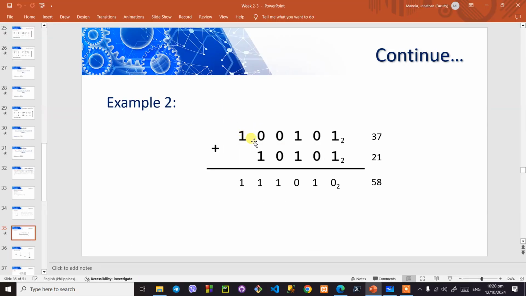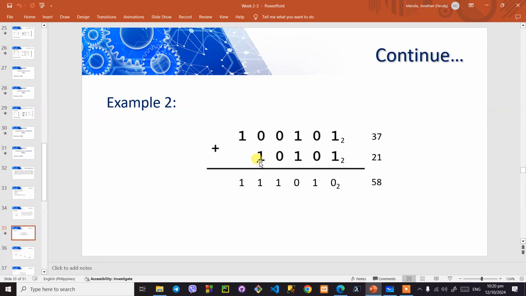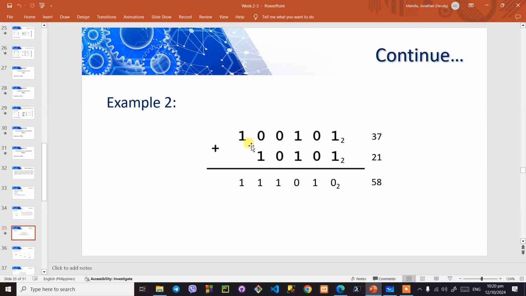1, 1, 0, 0, 1, 0, 1. Okay. 1, 0, 0, then 1, then 0, then 1. Okay. Then, on the other side, we have 1, 0, 1, 0, 1. Okay. So this is the addition operator. So I think it's good.